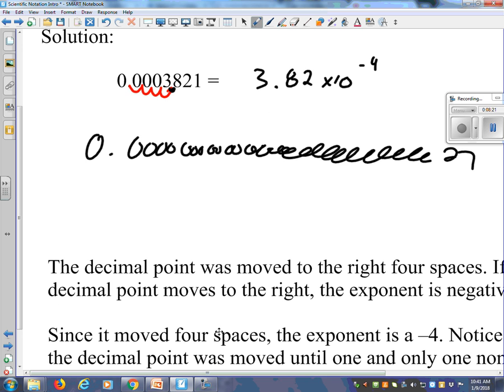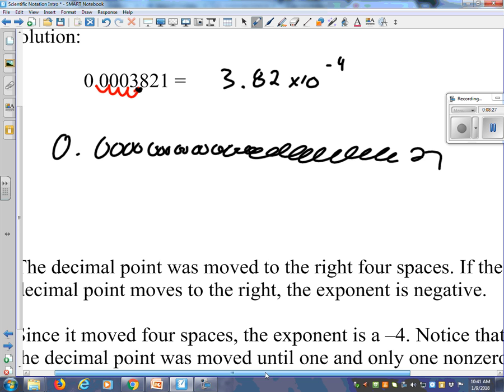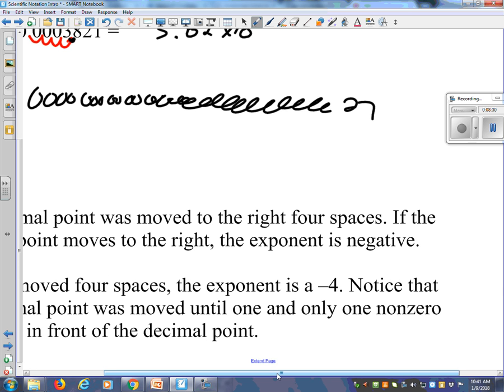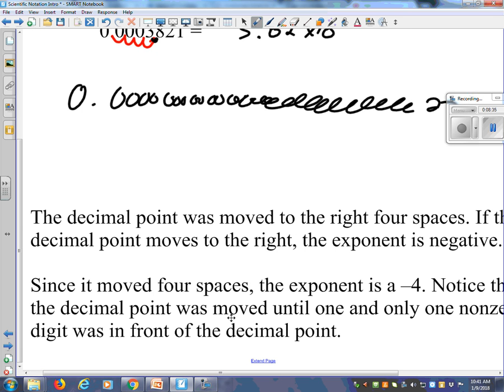The decimal point was moved 4 spaces. Because the decimal point moves to the right, the exponent is negative. Since it moved 4 spaces, the exponent is minus 4. Notice that the decimal point was moved until one and only one non-zero digit was in front of the decimal point. Does that all make sense?